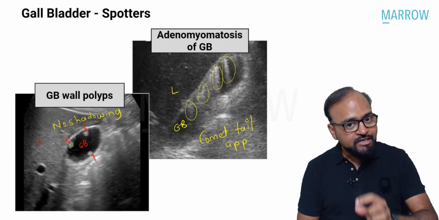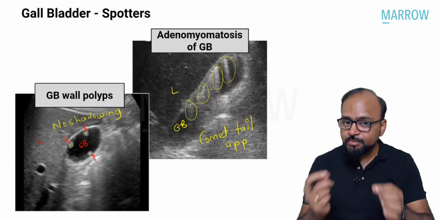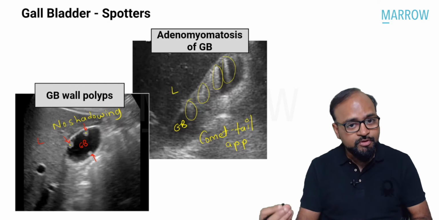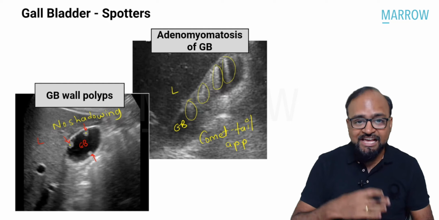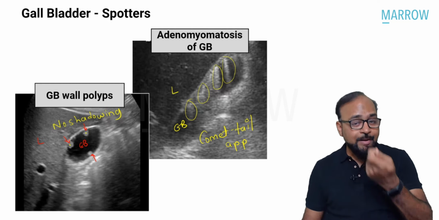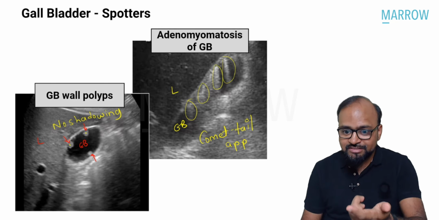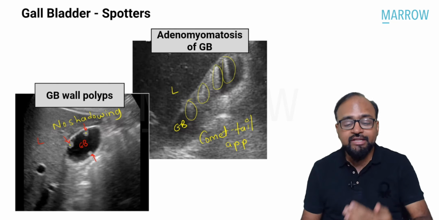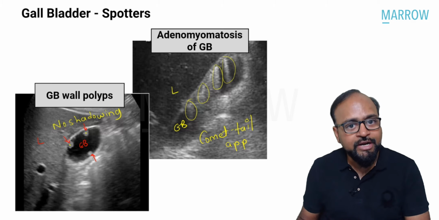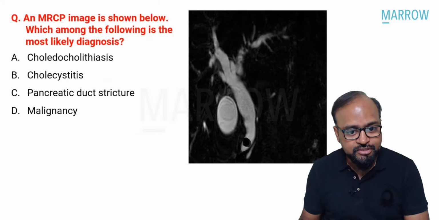Remember, in this condition, there is a hyperplasia of the GB wall, and there are multiple sinuses that develop within this GB wall. These are called Rokitansky-Aschoff sinuses. There are crystals which get trapped within these sinuses, and these crystals give rise to this comet tail appearance of adenomyomatosis of gallbladder. So multiple gallbladder related spotters we have discussed here.